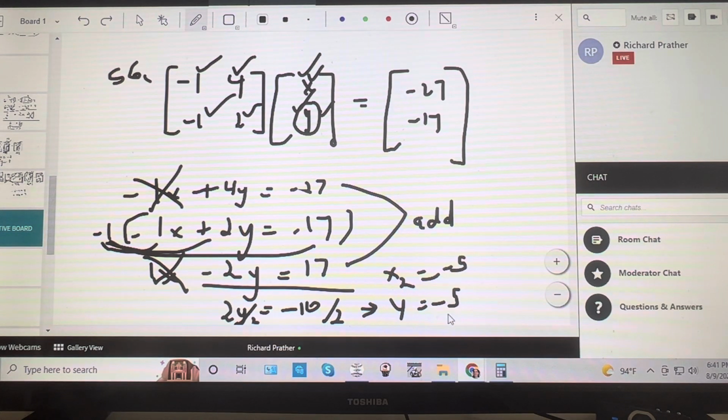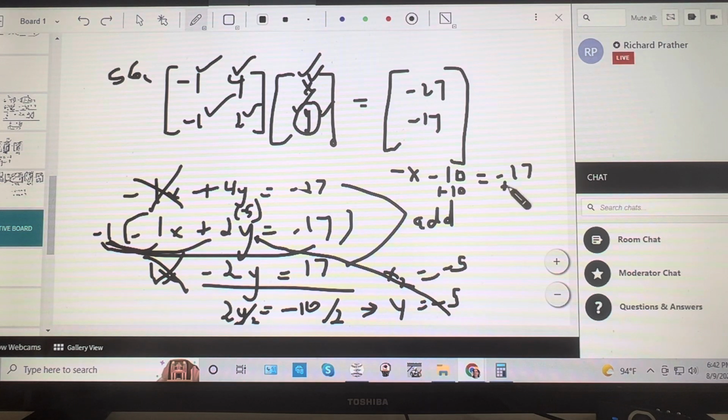And then you can plug this negative 5 back into any of the original problems. I would probably plug it in right there. Negative 1x, or just negative x. 2 times negative 5 is negative 10. That would equal negative 17. Add 10 to both sides. Negative x equals negative 7, so positive x must be positive 7.